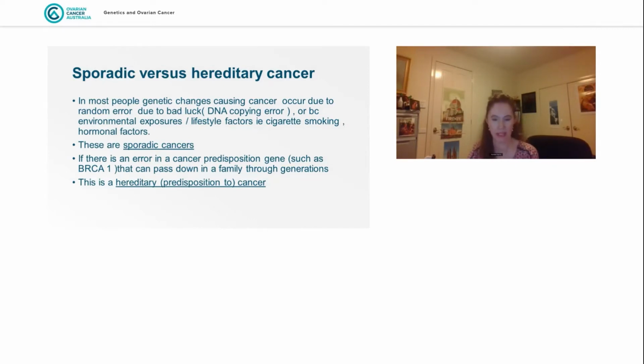These are sporadic cancers. But as I've already touched on, if there's an alteration or error in a cancer predisposition gene, then that gene change can pass down to different family members through generations. This isn't a hereditary cancer, but the predisposition to cancer is hereditary.